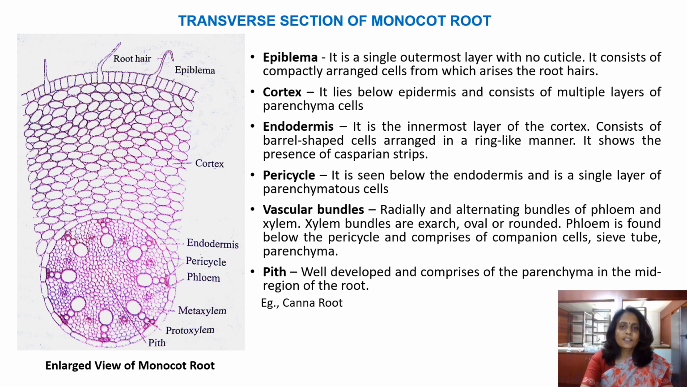thickenings or Casparian strips. The stele region is the central part of the root, lined by the pericycle, which is single-layered, made up of parenchyma cells. The vascular bundles are radially arranged and alternating. The xylem and the phloem alternate each other. The xylem shows exarch condition. The phloem comprises of the companion cells, sieve tubes, parenchyma cells. The pith is the centralmost region of the stele, which is made up of parenchyma cells.